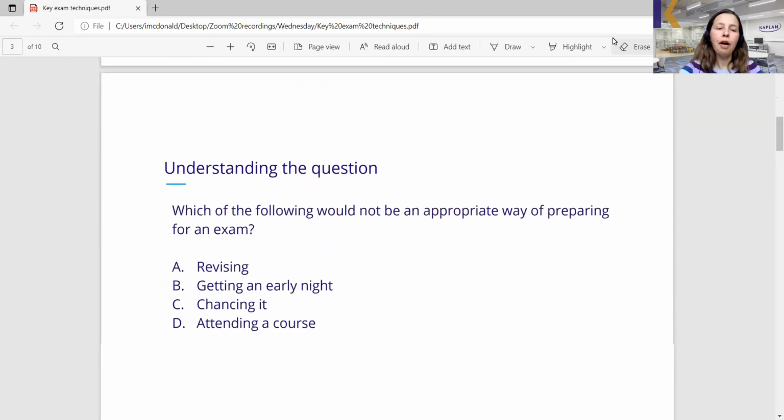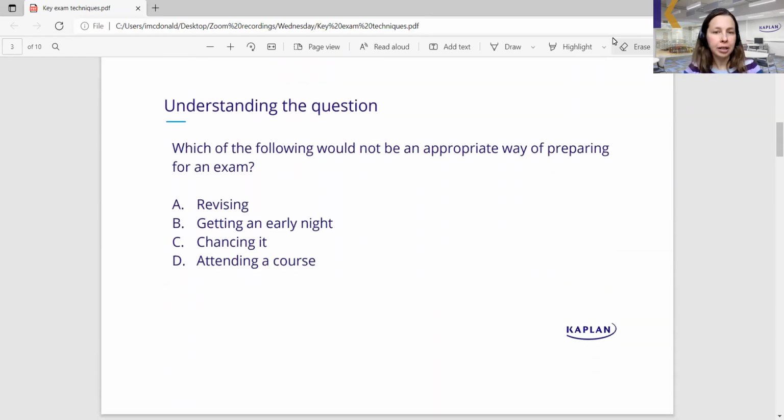So our first technique relates to understanding the question itself. Let's now consider the question on the screen in front of you. If you skim read it very quickly, you go, okay, what about preparing for the exam? Of course, I need to revise, and getting an early night is a good idea. Sometimes I have to chance and guess. And of course, attending the course should also help to immerse in the material. So what is the right answer?